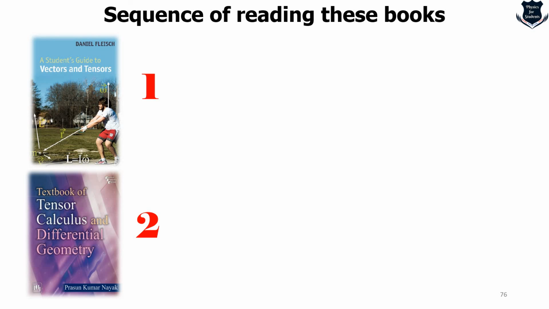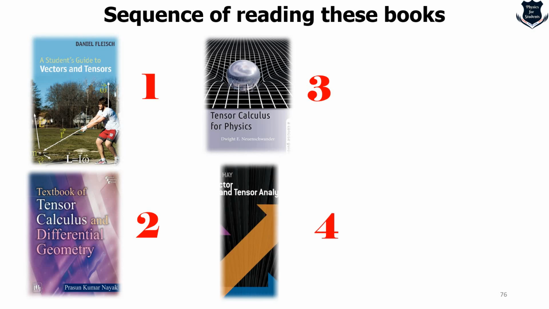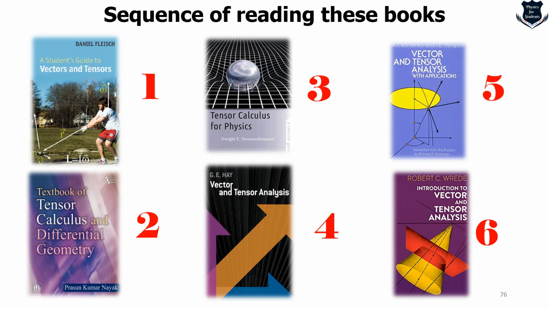Immediately after getting an intuitive idea as well as a mathematical idea, you need to look into the physics part. So Neuschwander's Tensor Calculus for Physics would be a good one. Then 4 and 5 would be okay. I mean to say you can go, you cannot skip, because these are extensions of the learning. But yes, it is much more mathematical, starting from the base, lot of examples, great. And finally, you can go into Introduction to Vector and Tensor Analysis by Robert C. Ward.